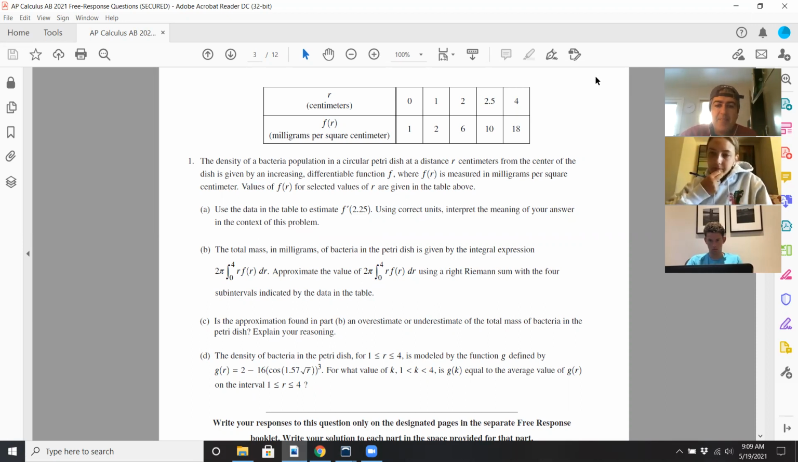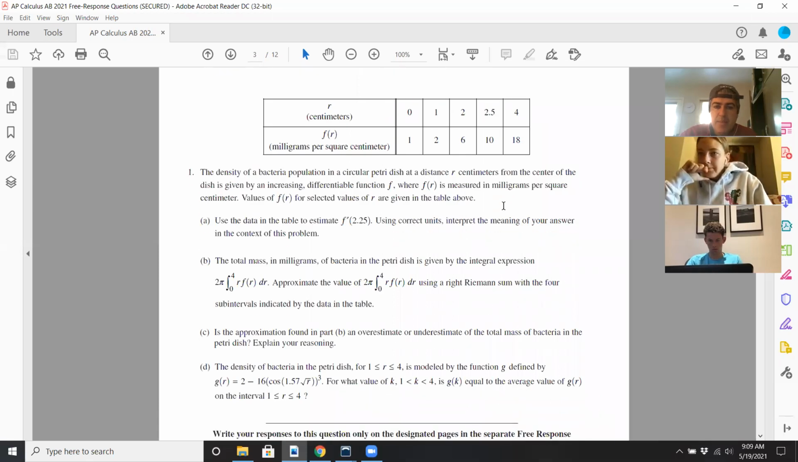So anyway, here they have a data table. Apparently the first row deals with R, centimeters, maybe that's a radius, and F of R, some function that's milligrams per square centimeter. So they say the density of bacteria population in a circular Petri dish, that explains why to use R, at a distance R centimeters from the center of the dish, so that's radius, is given by a differentiable function F, where F of R represents, again, milligrams per square centimeter. So you can see how that's density. Like if you have a certain amount of area and there's some weight or milligrams or mass associated with that area.